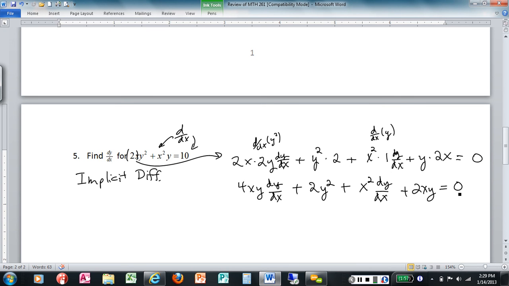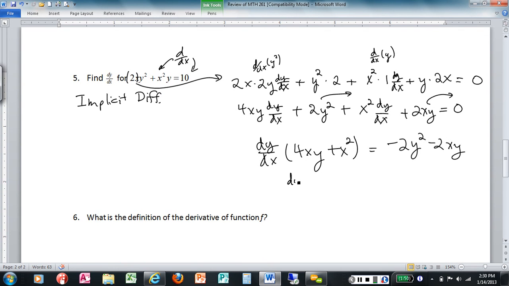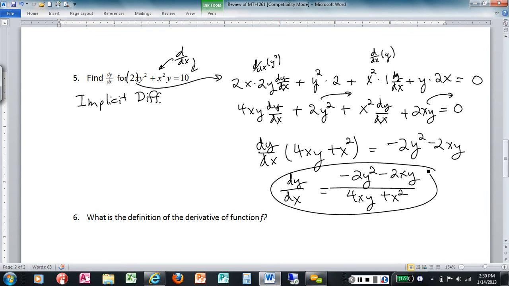Now what? Yeah, move the non-dy dx's to the other side, and then I can factor off the dy dx on the left side. So I have dy dx times 4xy plus x squared equals, and those will be over there, so it'll be a minus 2y squared minus 2xy. And so then all I have to do is divide off the 4xy plus x squared. Right? Remember all that? Vaguely? Sort of? Kind of? If you say so. Okay.